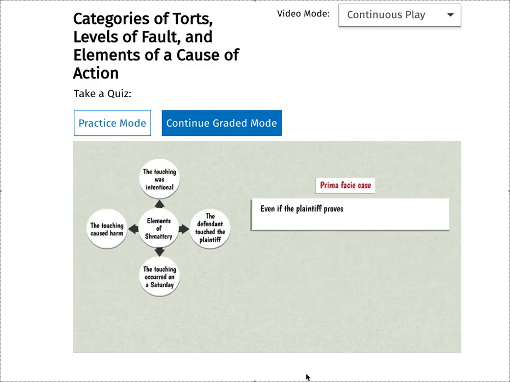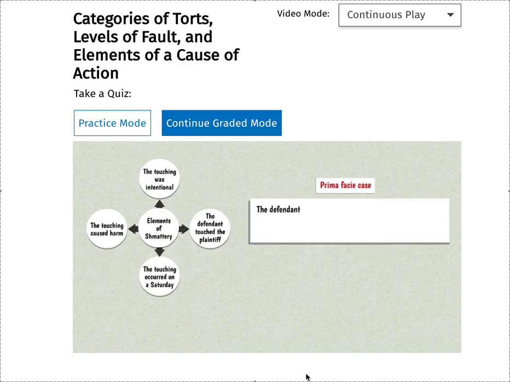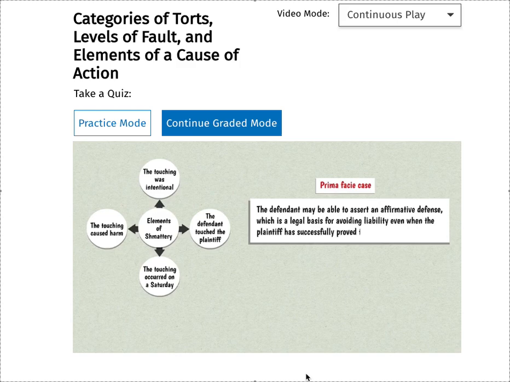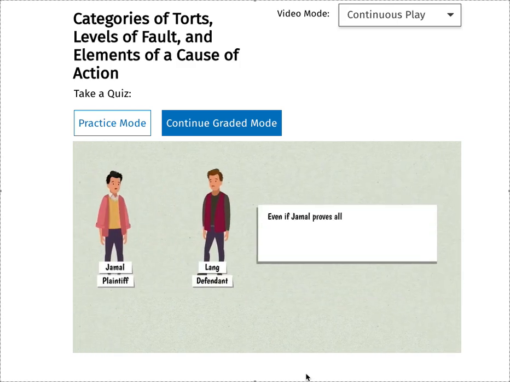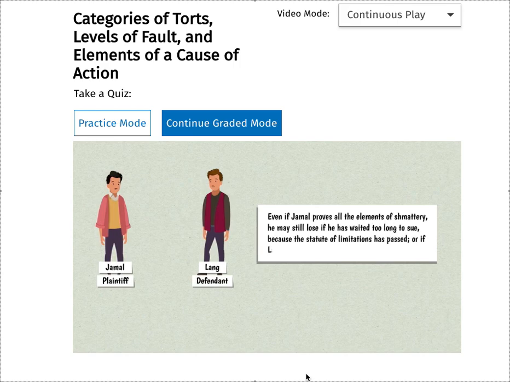Finally, if the plaintiff does prove all of the elements of a claim, it is still possible that he or she will not recover. The defendant may be able to assert an affirmative defense, which is a legal basis for avoiding liability even when the plaintiff has successfully proved the prima facie case. For example, even if Jamal proves all the elements of schmattery, he may still lose if he has waited too long to sue because the statute of limitations has passed, or if Lang can prove he acted in self-defense. But let us leave it at that, as affirmative defenses are a topic for another review.